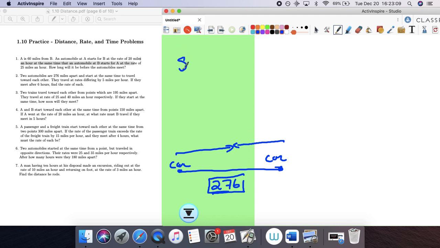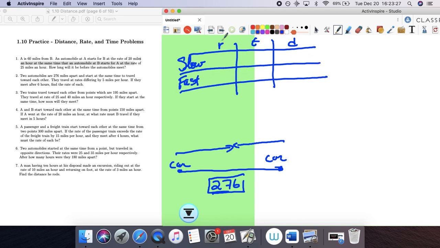So we got, let's call it, the slow and the fast car. We have R, T, and D. Remember, distance is rate times time. The rate, the speed that you're going at, times however long you're driving for. So the speed of the slow car, we don't know.